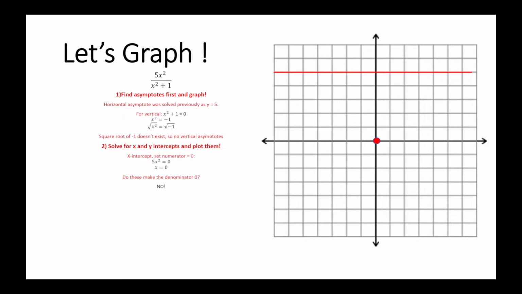Now, let's move on to the y-intercept. What we have to do is set x equal to 0, and then we can solve for y. And so let's do so here. We'll plug in 0 for x, and so we'll get 5 times 0 squared. That equals 0 in the numerator. And then in the denominator, we'll have 0 squared plus 1. That'll equal 1 in the denominator. And 0 divided by 1 is equal to 0. So what we'll end up with is that right there. We have our y-intercept and our x-intercept both at the origin. Same point. Okay. Can we graph?